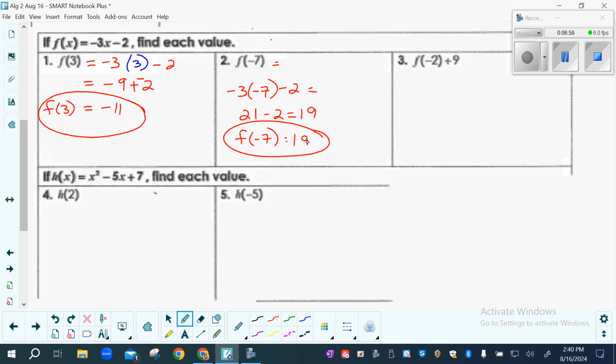Okay, so the next one, it's got f of negative 2 plus 9. So we're first going to find the f of negative 2. So we have negative 3 times negative 2 minus 2. And then the last thing we do is add that 9. So negative 3 times negative 2 is 6, minus 2 plus 9, which would be equal to 13.